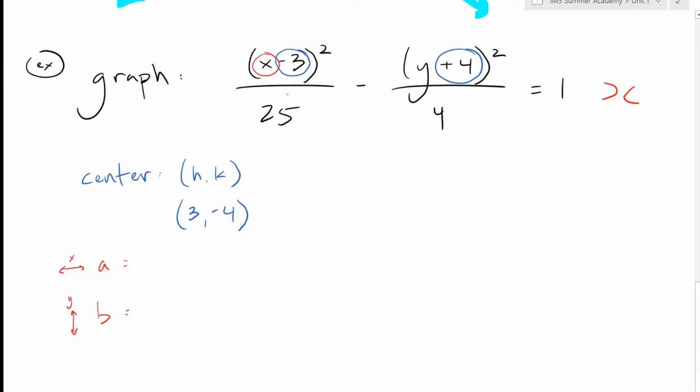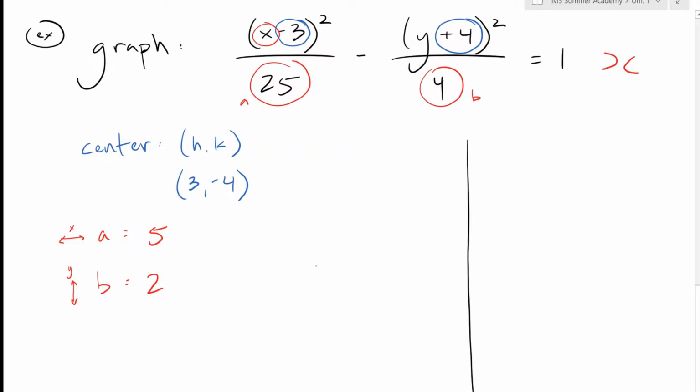So A is going to be this number here, but take the square root. Square root of 25 is 5. B is going to be this number here connected to the y. We take the square root of it, it is 2. And we have everything we need now to graph.